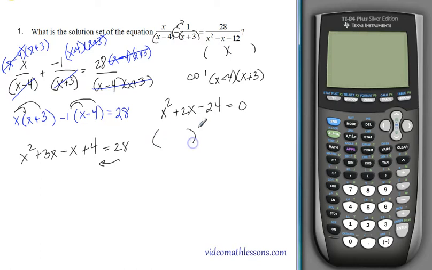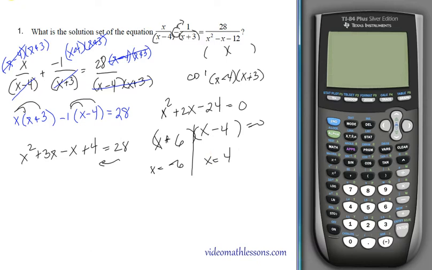I'm going to factor this, and I've got to say, what times what is 24 and adds up to 2? Well, 6 times 4 is 24, and they're 2 apart. The sign in the middle goes with the bigger, so it's plus 6, minus 4. And we're ready to solve it. So now we draw the line down the middle. X equals negative 6. X equals positive 4.